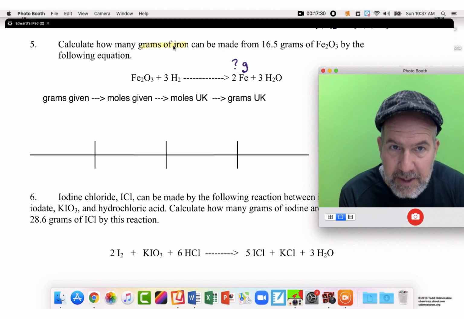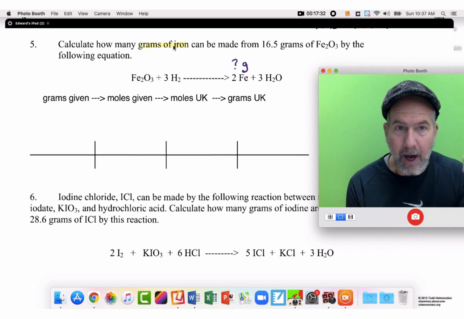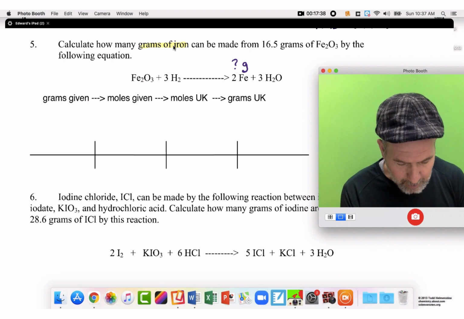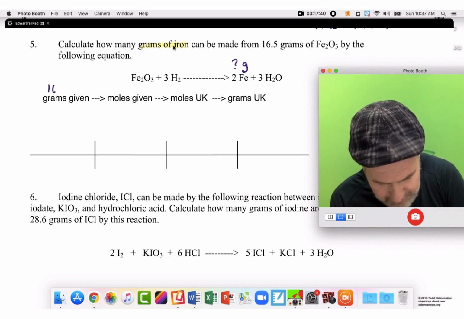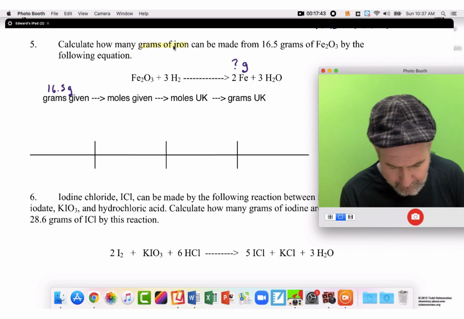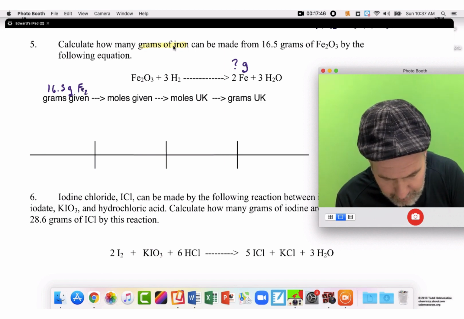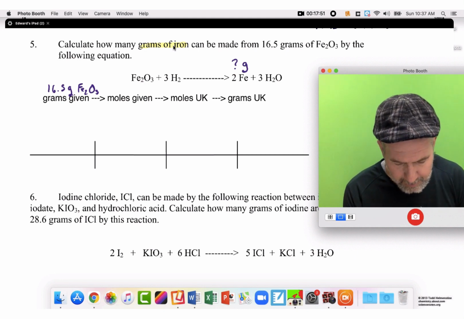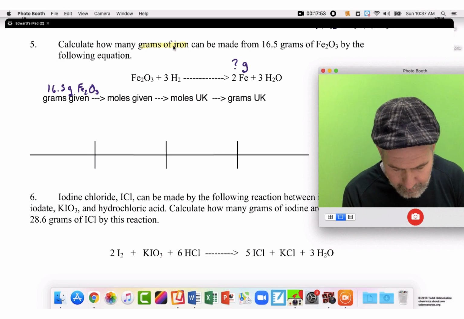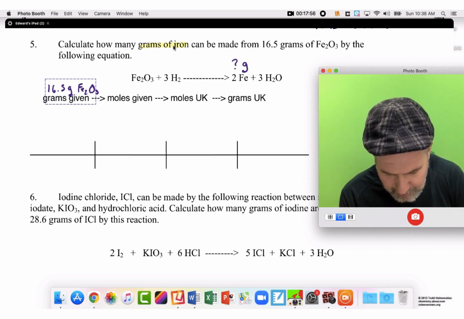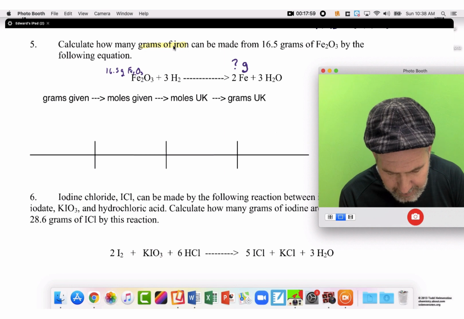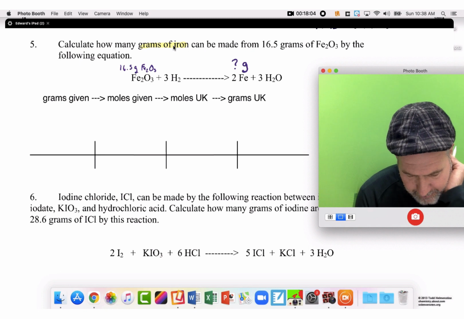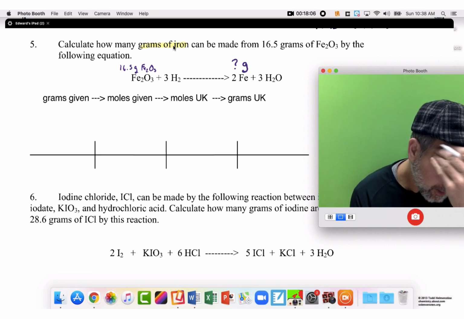Can be made from 16.5 grams of iron 3 oxide. So Fe2O3. By the following equation. So our given would be 16.5 grams of Fe2O3, iron 3 oxide. So there's what we have so far. Did I say I was going to write this above the balanced equation? I think I probably did. All right, let's put it here. Okay, so that's what I have. The given grams, and I'm trying to find grams of iron.